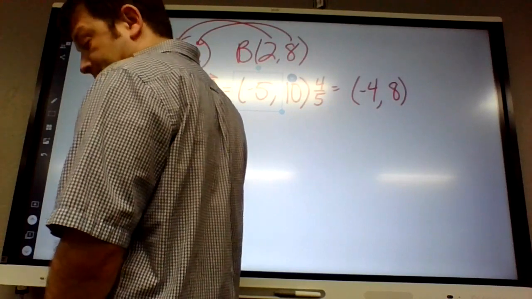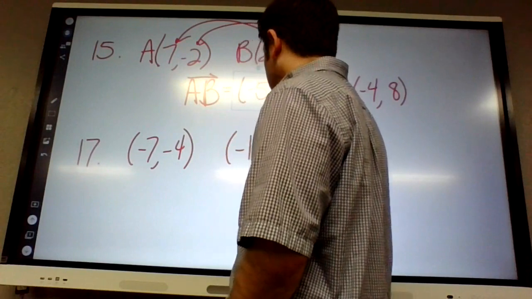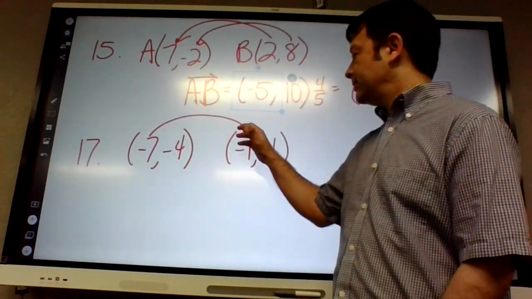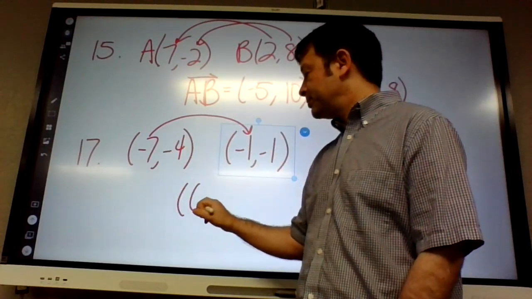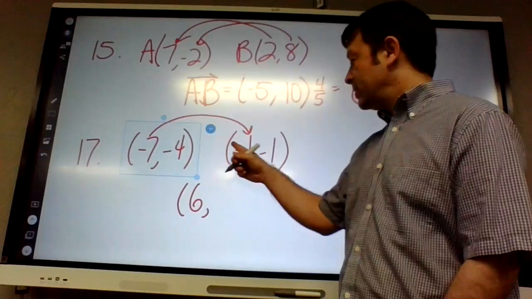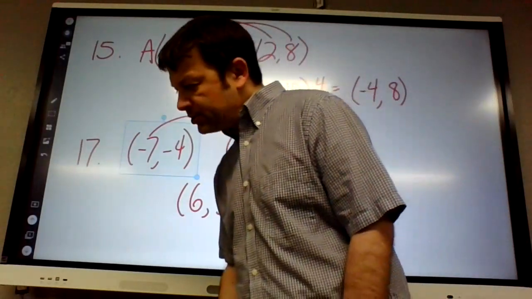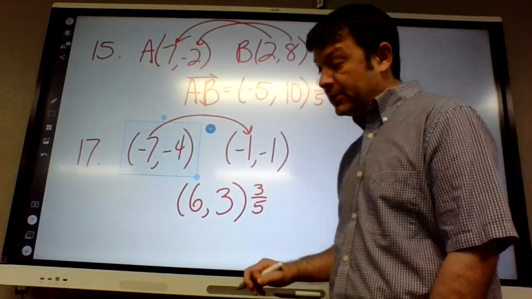Going from -7, -4 to -1, -1. So how do we get from -7 to -1? Or what's -1 minus -7? That would be going up 6. From -4 to -1, that would be going up 3. And we're supposed to go 3/5 of the way on this one.